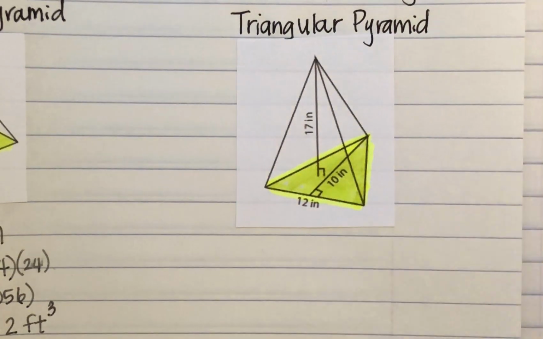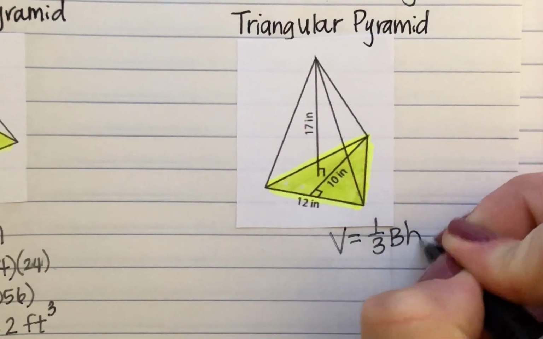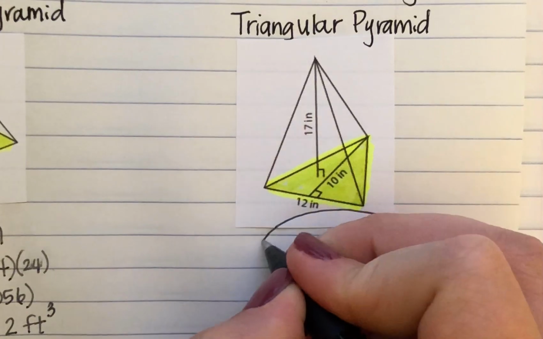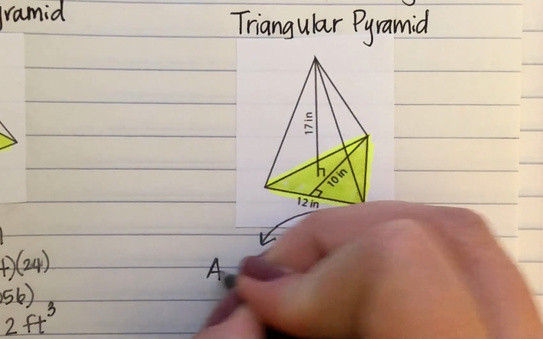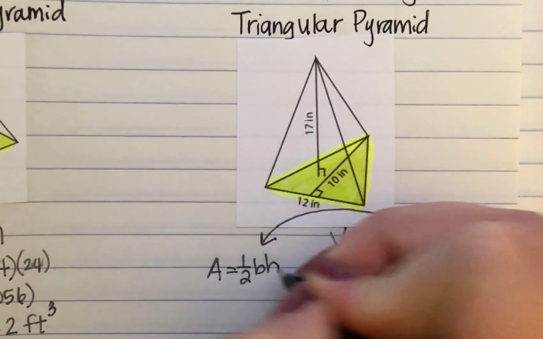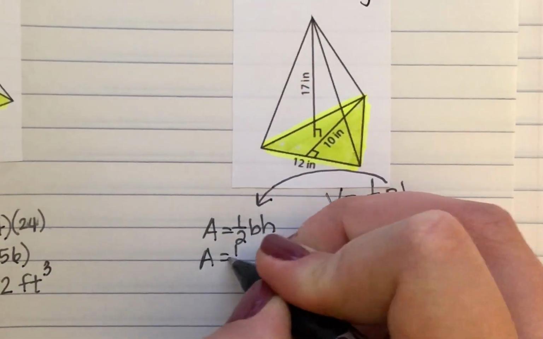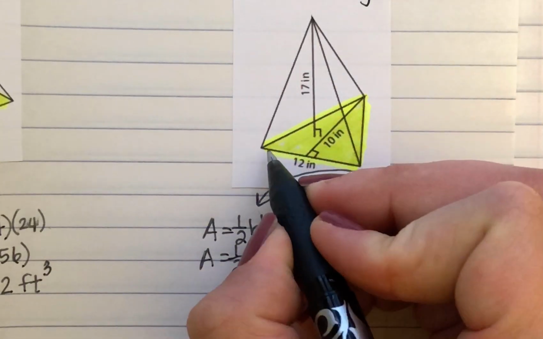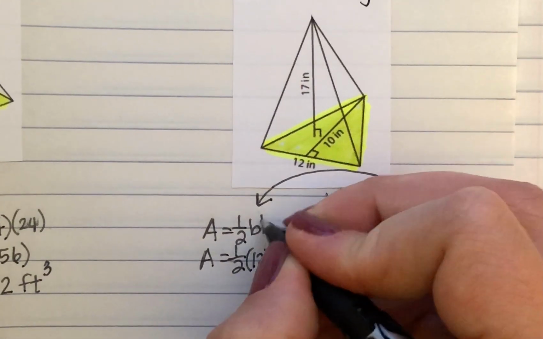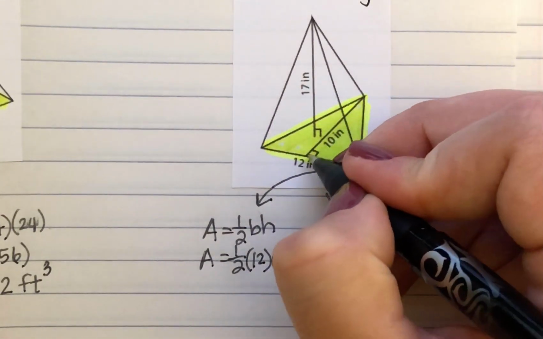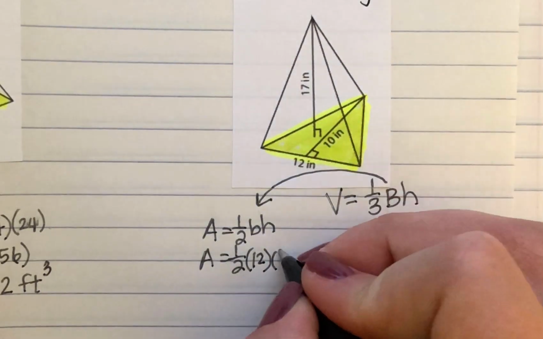The very first thing we're going to do, again, is write our formula. V equals 1/3 capital B H. First thing we need to do is find the area of the base. This base is a triangle, which means we're going to use the triangle formula, A equals 1/2 B H. Let's take a look at our yellow highlighted triangular base. The base of the triangle is 12. The height of the triangle has to meet its base at a right angle, which is right here. So that's going to be 10.